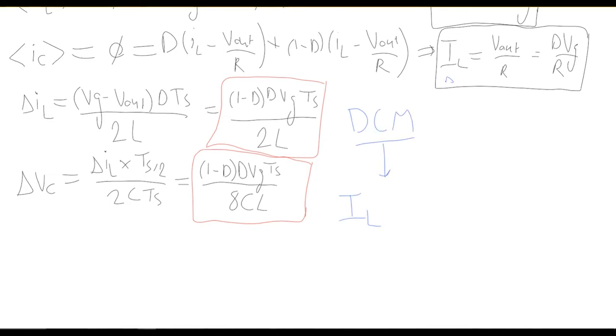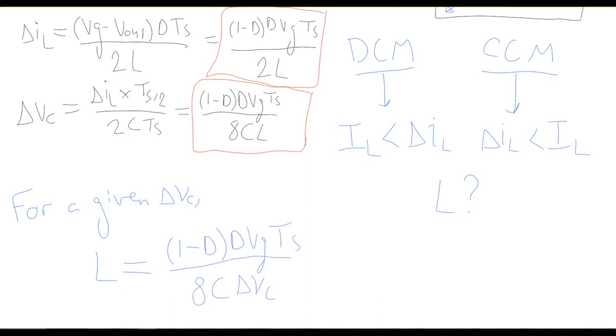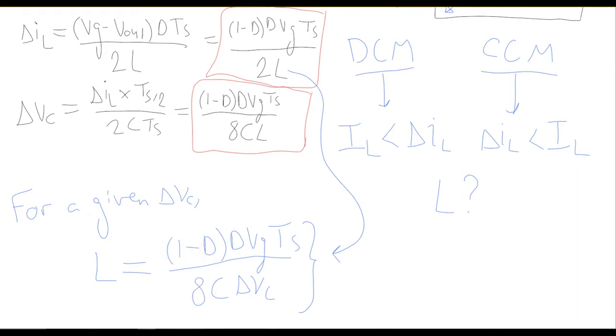For DCM, the average inductor current is less than the current ripple of the inductor. For CCM, it's the opposite. The average inductor current is greater than the inductor current ripple. So for a given delta Vc, which is the capacitor voltage ripple, L is actually inversely proportional to C, which means that if we have a big enough capacitor, then we can actually reduce the size of the inductor that we need.